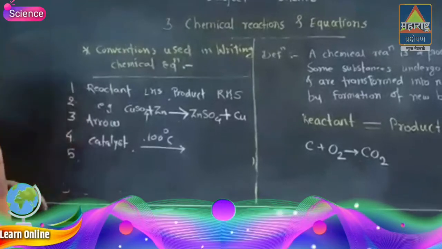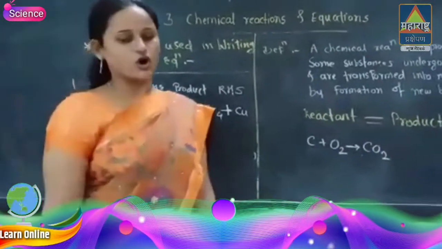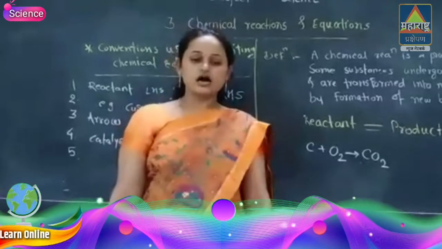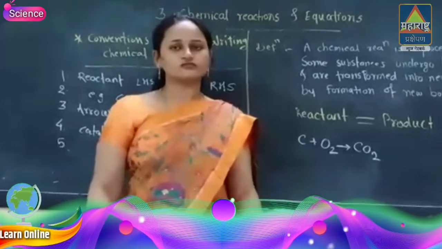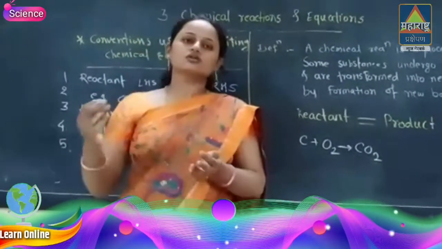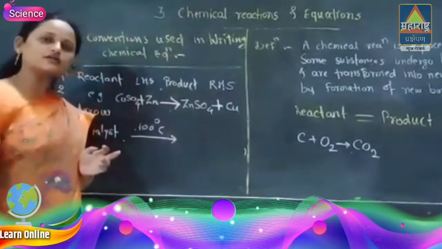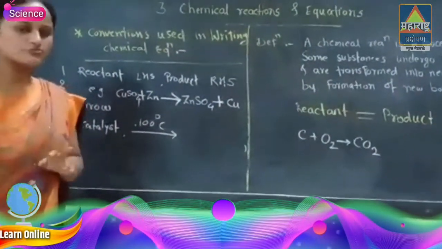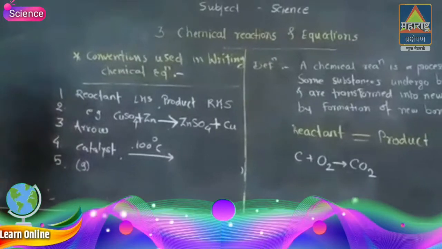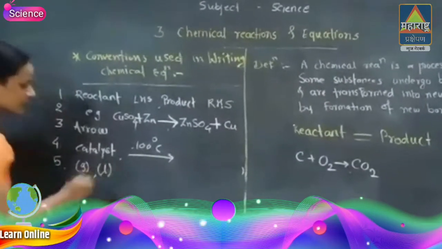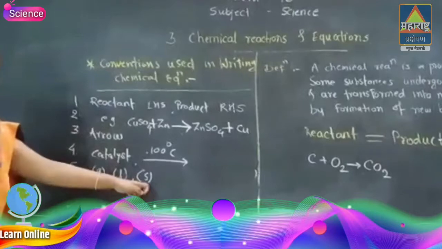Now, fifth convention. In chemical reactions, the physical states of the reactants and products are also mentioned in the chemical equation. Physical state means gaseous, liquid or solid state, and we write it as a subscript to the element's symbol. If we use a gaseous substance, we write small letter g in brackets. If liquid, we write small letter l in brackets. If we use a solid substance, we write small s as a subscript.